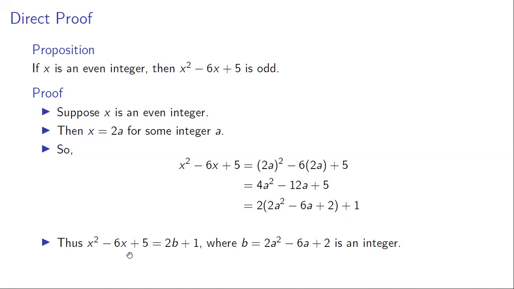So in other words, thus x squared minus 6x plus 5 is equal to 2 times b plus 1, where b, which is equal to 2a squared minus 6a plus 2, is an integer, right? b is equal to this thing in parentheses. And it's an integer. How do we know it's an integer? Because we're just adding, subtracting, and multiplying integers inside it. So the result is going to be an integer. Therefore, x squared minus 6x plus 5 is odd, because again, we showed that it has the form of an odd number. That's the end of direct proof.